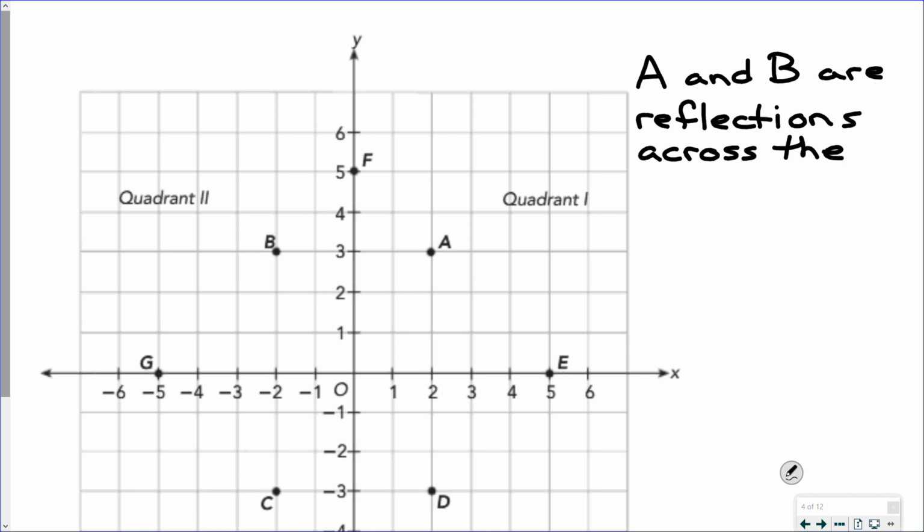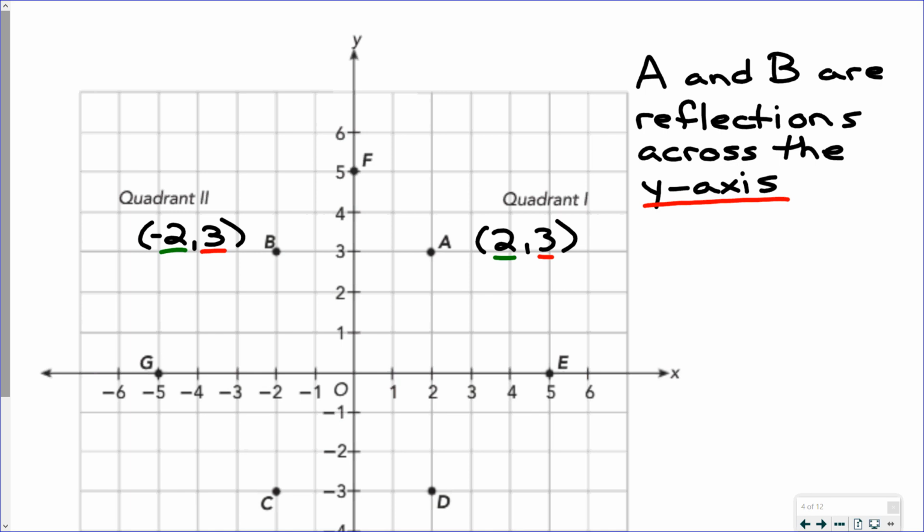Well, they are reflections across the y-axis. Because if you go from A to B, you have to cross the y-axis. So therefore, A and B are reflections across the y-axis. Now we've already established that A's ordered pair is 2, 3. B's ordered pair is negative 2, 3. Well, we're saying that A and B are reflections across the y-axis. Notice their y coordinates. Their y coordinates are exactly the same. Their x coordinates, though, there is a connection between them. And if you notice, their x coordinates are opposites.